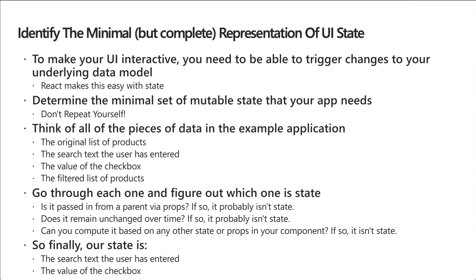And if you can, that's not state either. The original list of products is passed in as a property, or props, so that's not state. The search text and the checkbox seem to be state because they change over time and they can't be computed from anything. And finally, the filtered list of products isn't state because it can be computed by combining the original list of products with the search text and the value of the checkbox. So finally, I think that our state is going to be the search text the user has entered and the value of the checkbox.